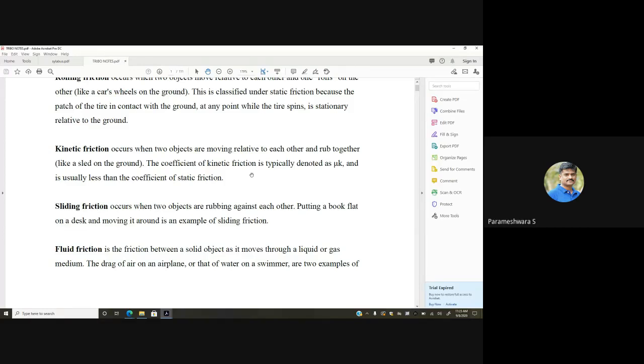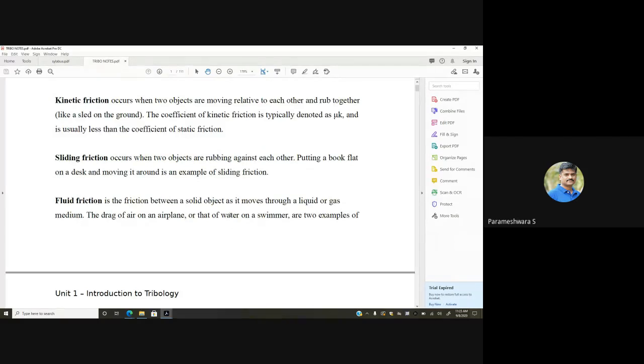And the last one is fluid friction. Fluid friction is the friction between a solid object as it moves through a liquid or gas medium. The drag of air on an aeroplane is also a fluid friction. Say the aeroplane body is a solid one, and it has to fly through the sky. So air drag will be there, and this air drag creates a friction. We call it fluid friction.